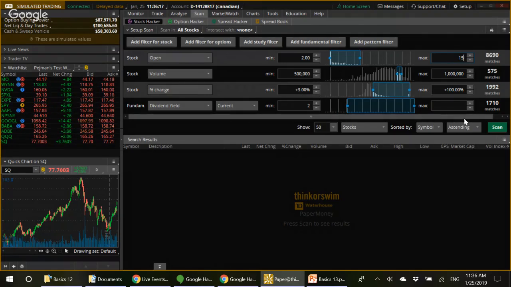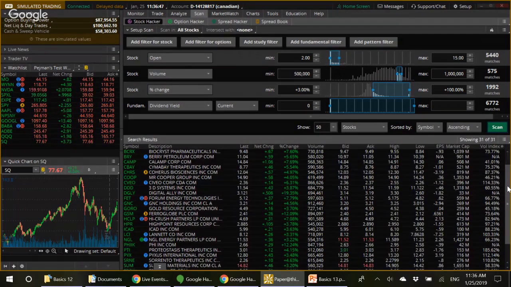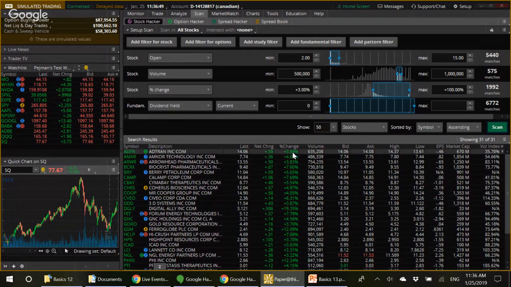I don't care about the fundamentals. The fundamental filter that I taught you guys last time, I want to remove. I can simply put a 0 for the minimum, basically giving me everything that there is out there. So I'm going to scan, and these are the stocks that I can find. You can see that on the top I have the stocks with the highest percentage of change. Let me filter for the highest.